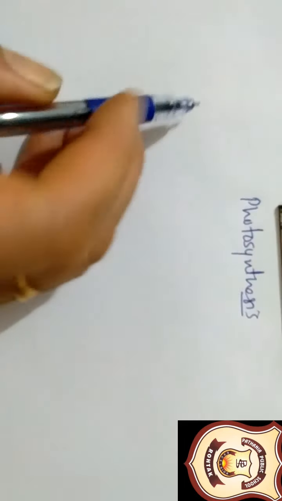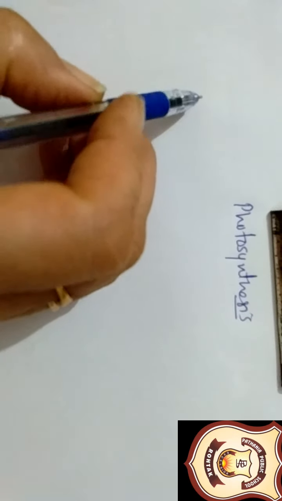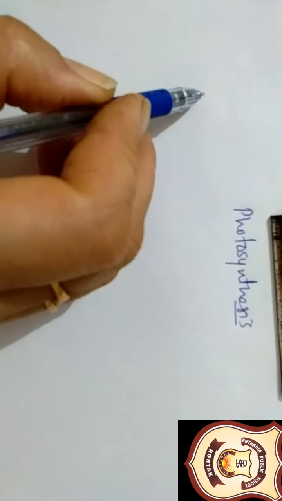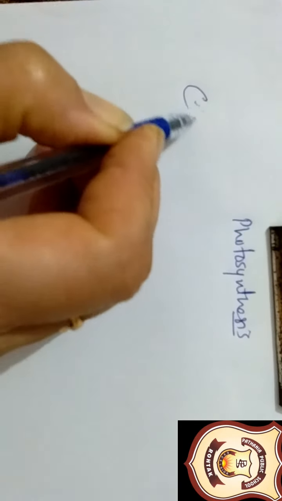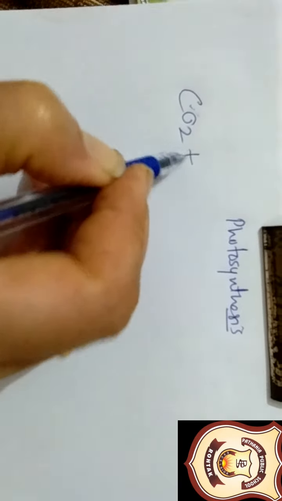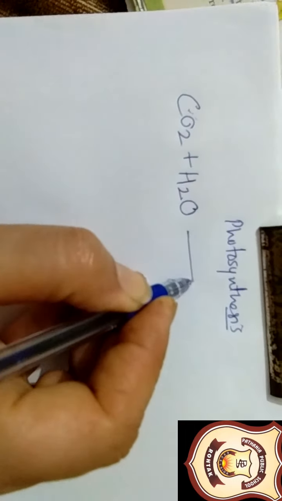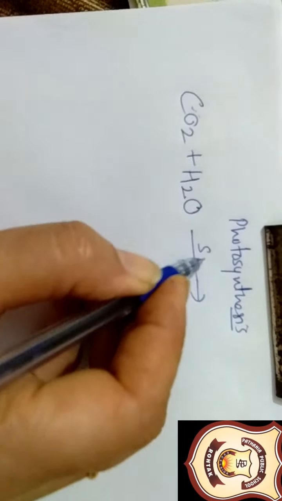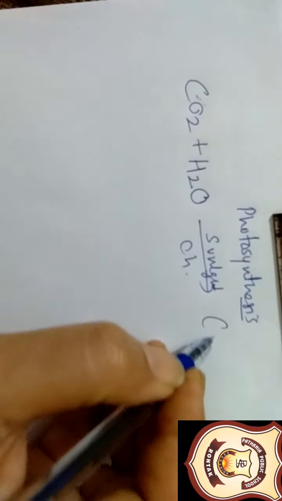So children, we were discussing the process of photosynthesis in the initial video also, and in the first video the starting is a little bit missing. So again I am here explaining that photosynthesis is the process of formation of food in the form of starch in the presence of sunlight and in the presence of chlorophyll.